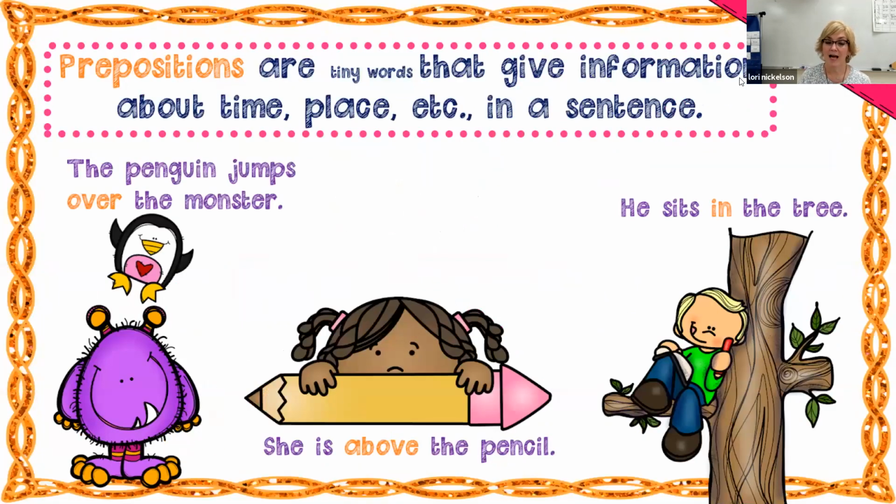Prepositions, remember, are tiny words that give information about time, place, etc. in a sentence. For example, the penguin jumps over the monster. Where did he jump? Over. He sits in the tree. Where did he sit? In the tree. She is above the pencil. Where is she? Above the pencil.